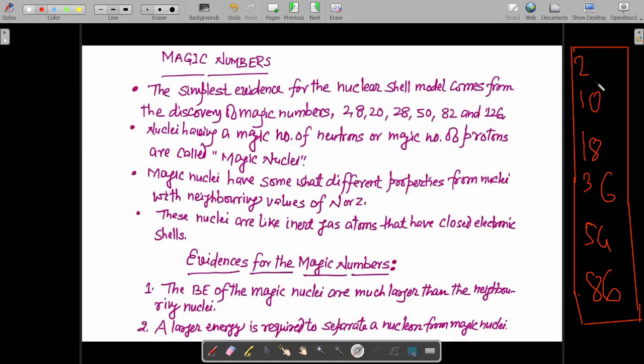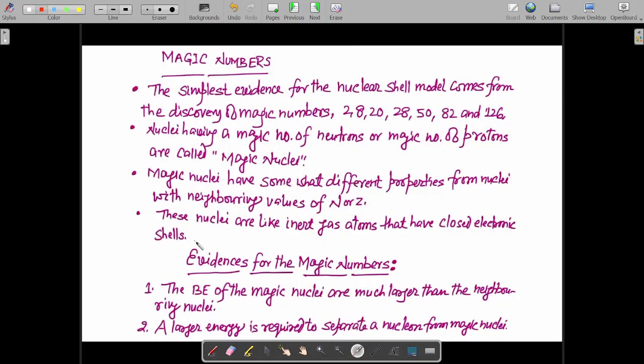So the magic numbers for electrons are 2, 10, 18, 36, 54, 86. But for protons and neutrons filled inside the nucleus, the magic numbers are 2, 8, 20, 28, 50, 82 and 126. This is the thing which you must remember. That is the analogy we are giving with the noble gases, that these nuclei are like inert gas atoms that have closed electronic shells.